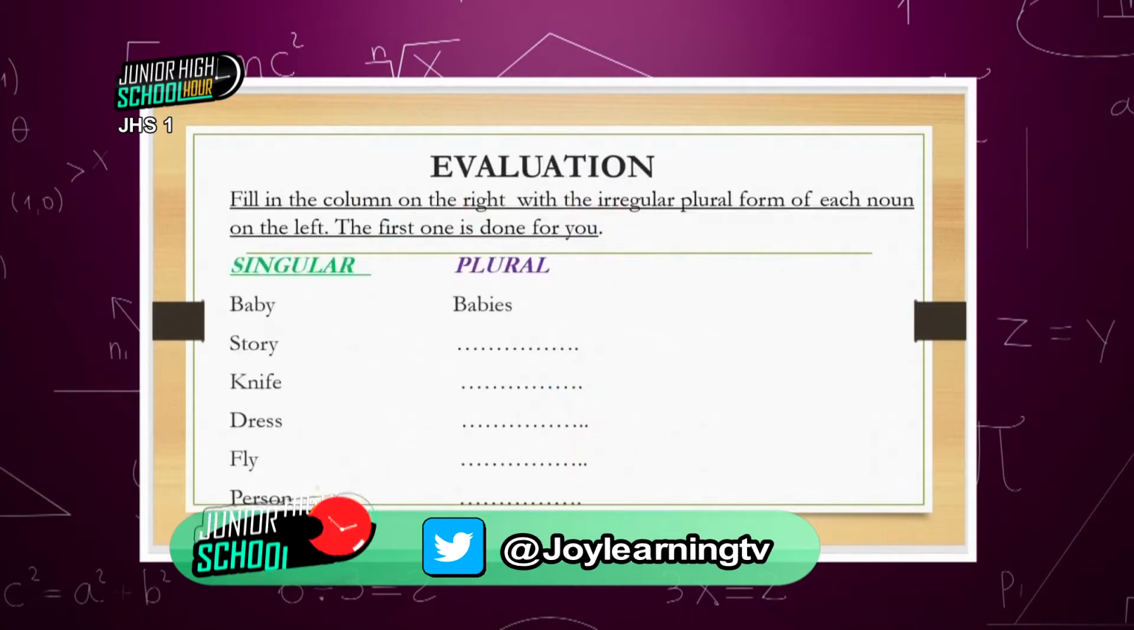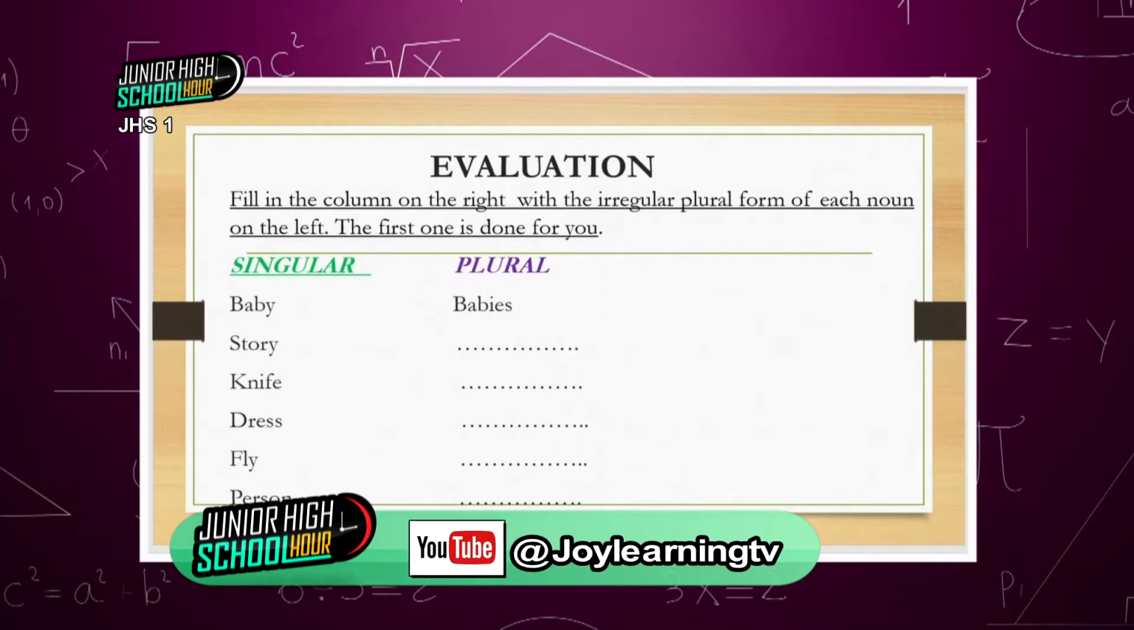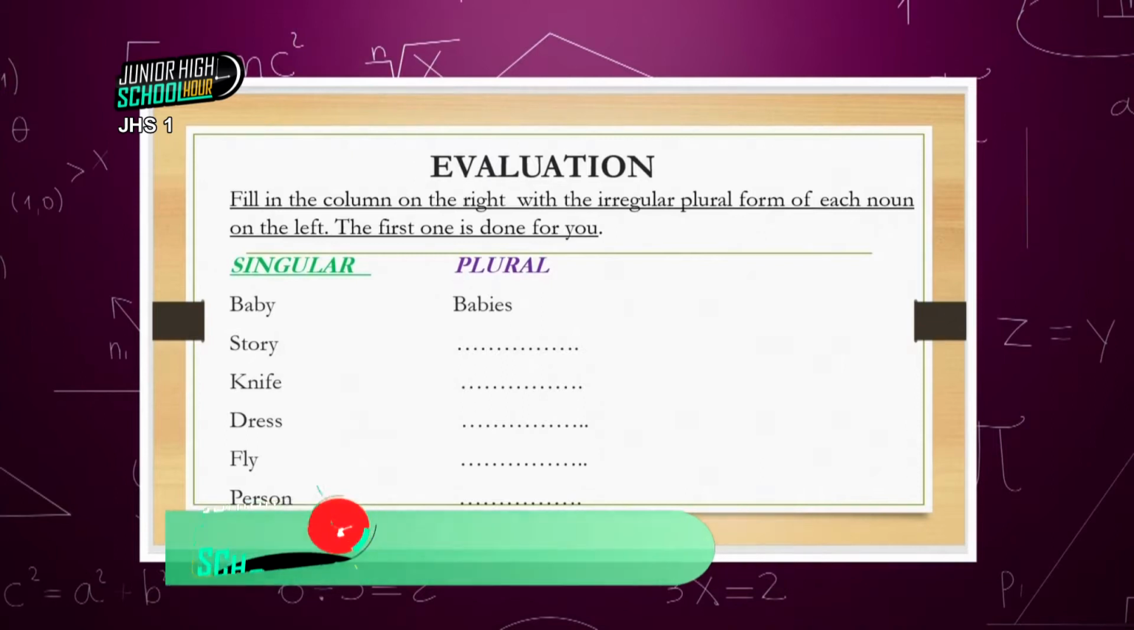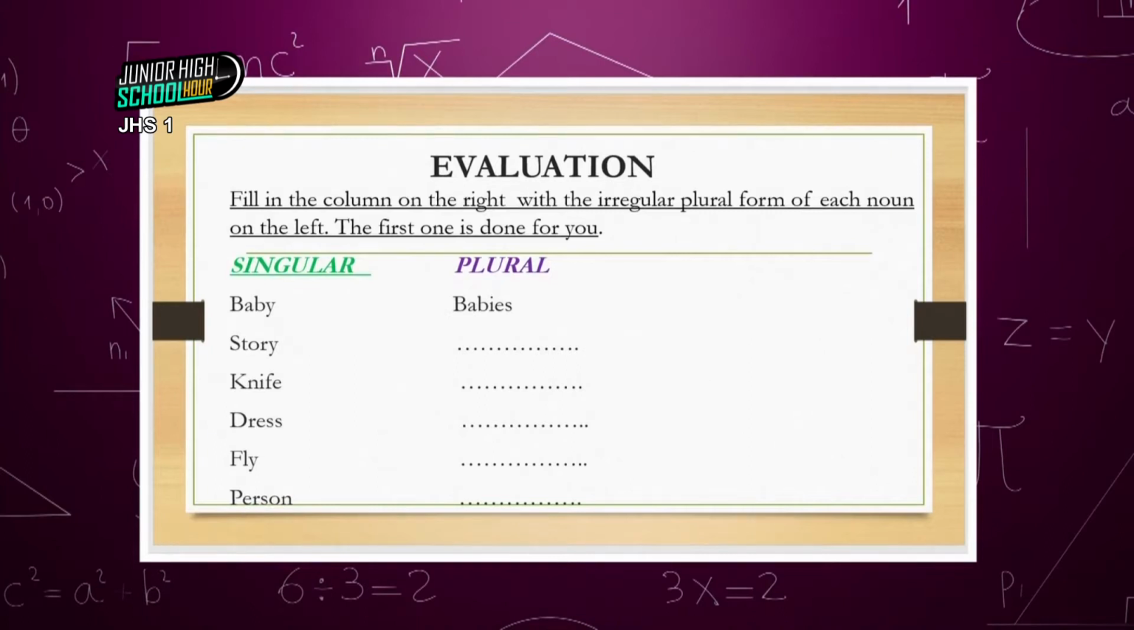I remember giving you exercises to fill the column for the plural form. So we have baby, we have story, the baby I have done for you. We have knife, we have dress, we have fly, and we have person. So you are going to provide the plural form of these ones for me.